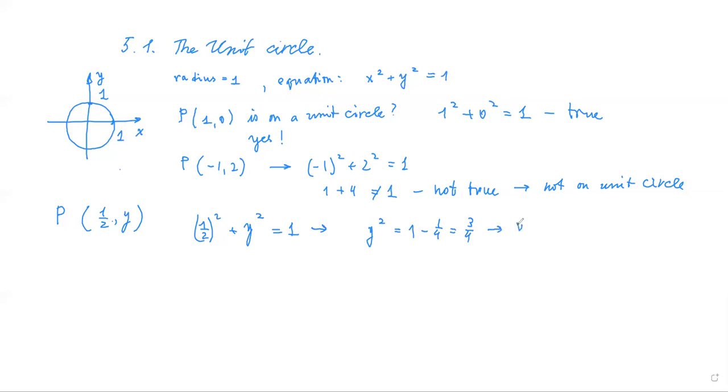When we extract the square root, we are going to get plus or minus the square root of 3/4, or plus or minus square root of 3 divided by 2, right? The square root of 4 is equal to 2. So why do we get two different values for y?